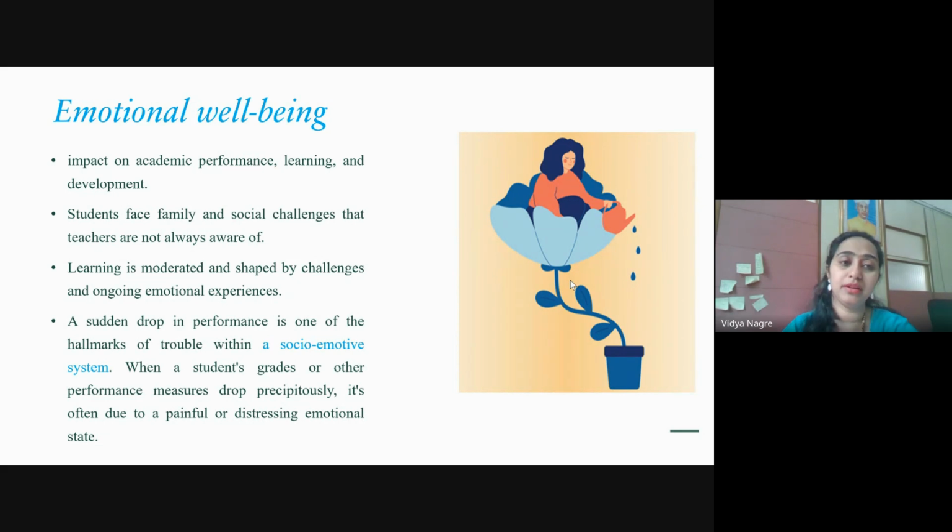Now, emotional well-being. Students do face multiple kinds of issues, and their emotional states are the conditions that happen due to some external or internal environment that they are nurtured in. So their emotional well-being actually impacts their academic performance, their learning ability, and ultimately their own development, right? So we have to be careful, or we have to pay attention to their emotional well-being. So in the classroom, you have to create a very positive psychology, positive mindful practices.